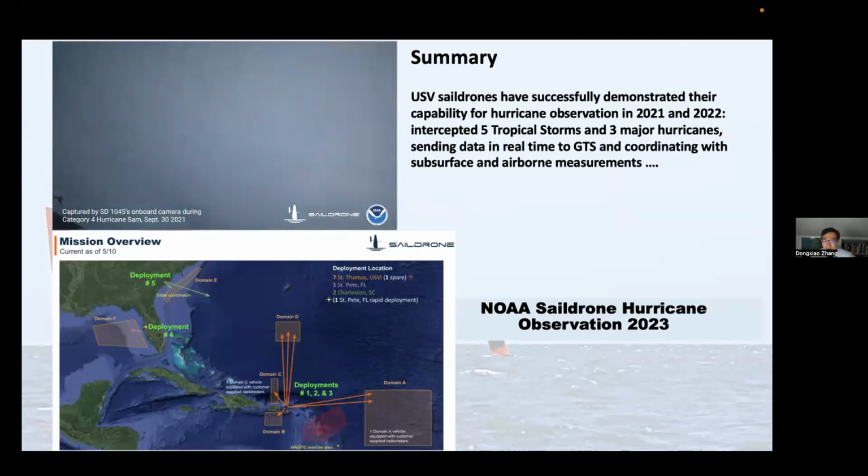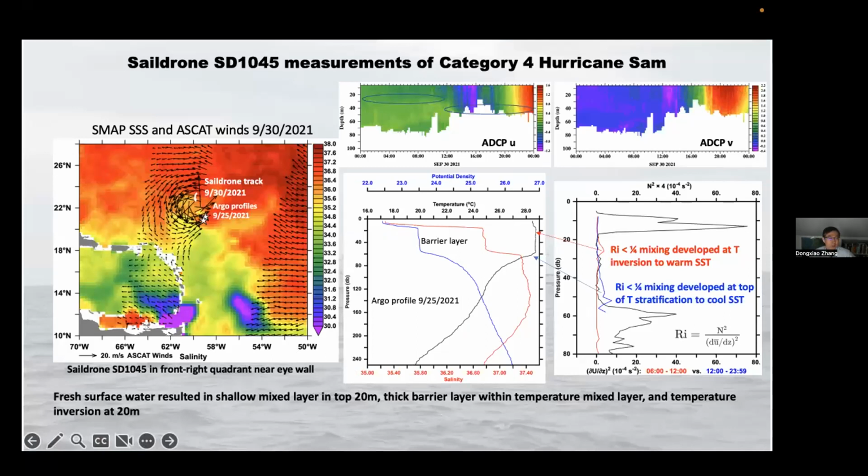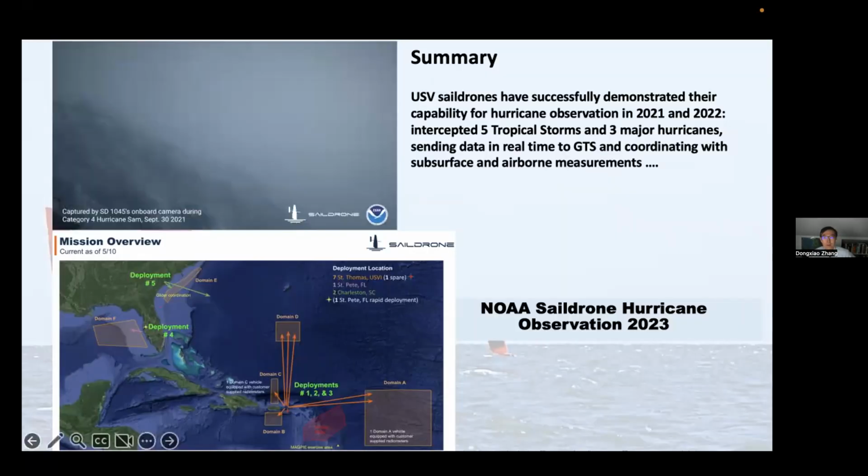For the 2023 hurricane season, we are in the process of deploying 10 sail drones, 7 of which will be deployed from St. Thomas: 2 will be in the upstream area, domain A, 3 south of Bermuda, and 1 each to the north and south of Puerto Rico. 2 will be deployed from Charleston to the west and east of the Gulf Stream. 1 will be deployed from St. Pete, Florida to the eastern Gulf of Mexico, with 1 reserved for rapid deployment in case of an approaching hurricane before making landfall. That's it.